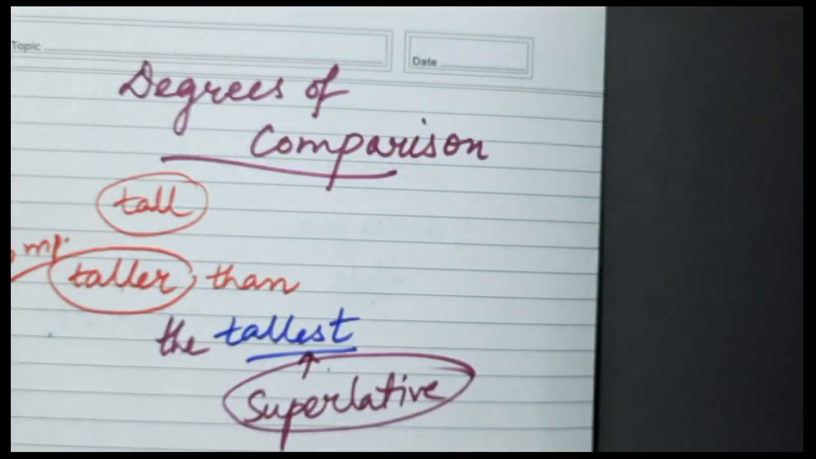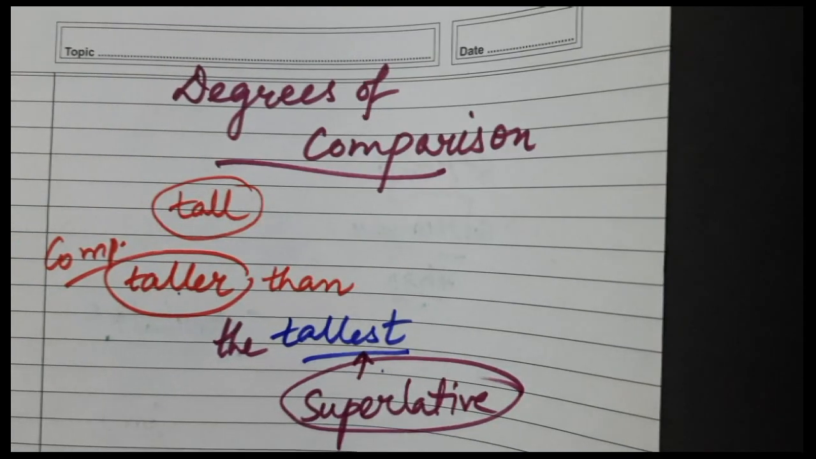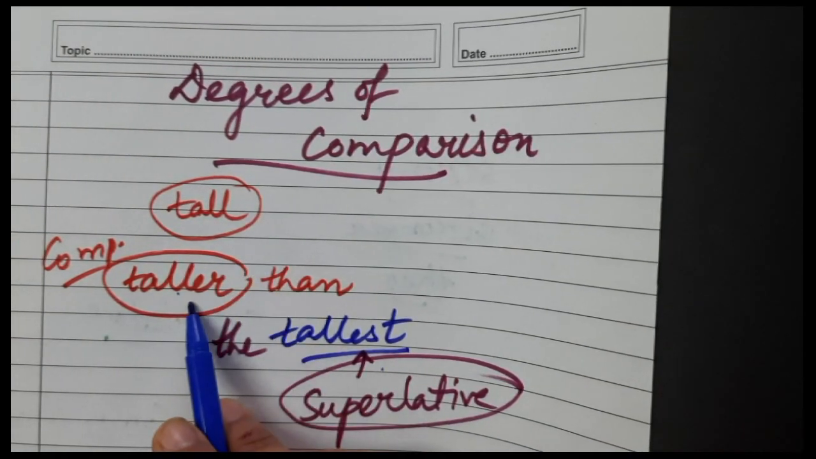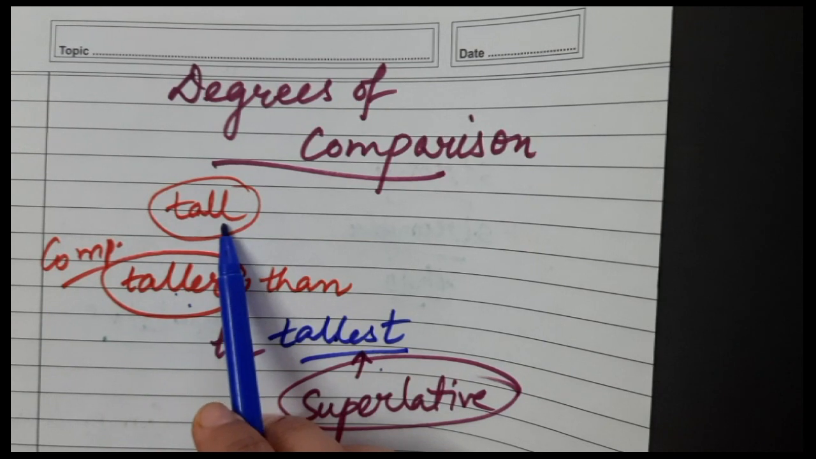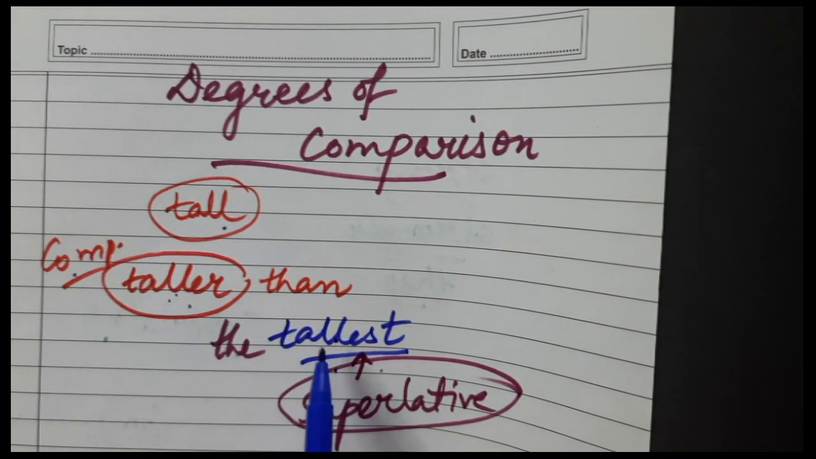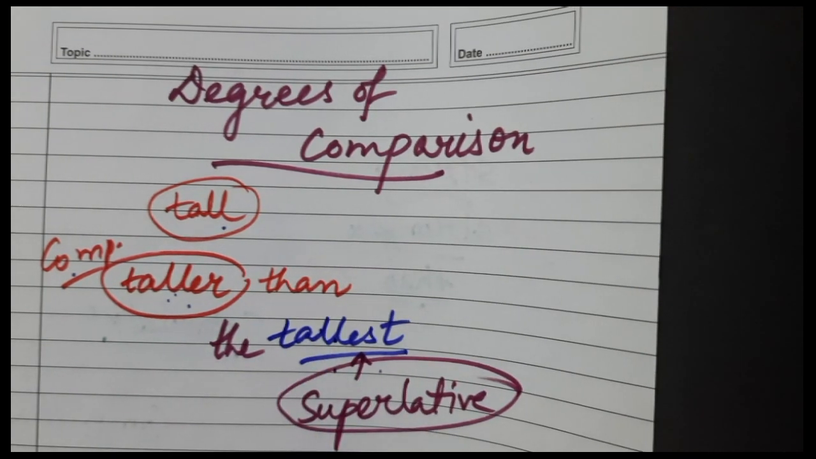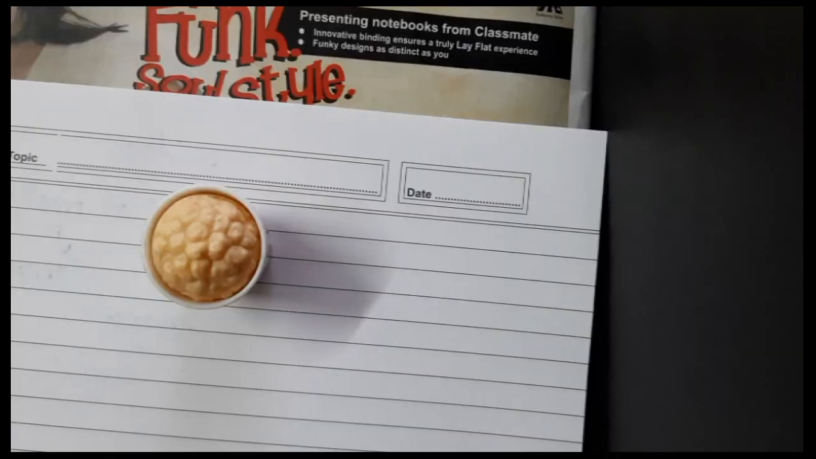So again with the same animals, we have learnt one more adjective and its forms. Tall, taller, tallest. Tall is positive degree, taller is comparative degree, tallest is superlative degree. Okay, very good. Let us take some more examples.